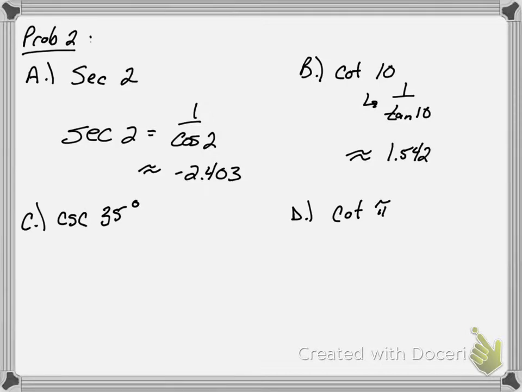If you look at cosecant of 35, again, what's cosecant? Cosecant is 1 over the sine of 35. Again, punch it in your calculator, you'll get something along the lines of 1.743.